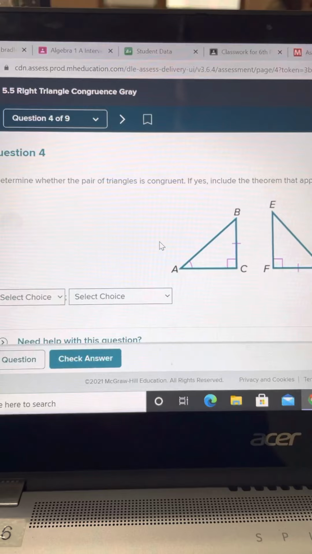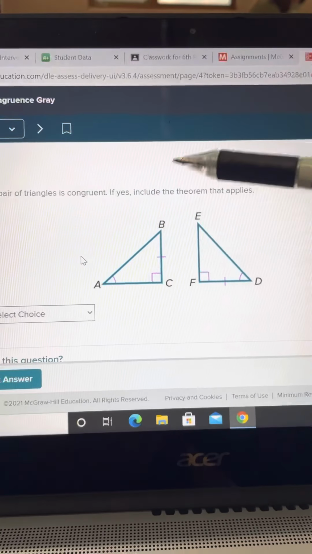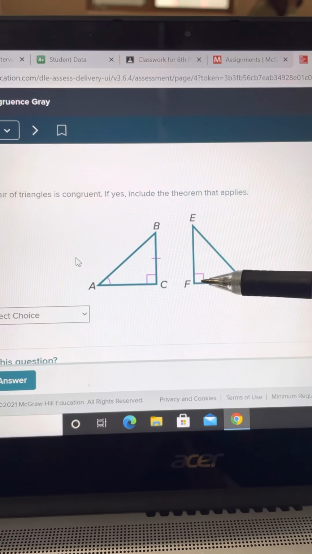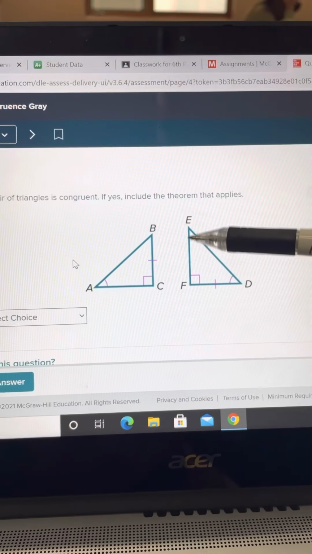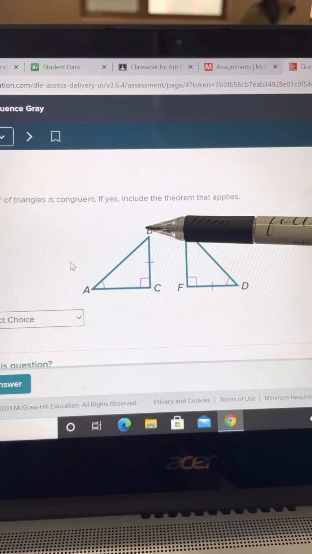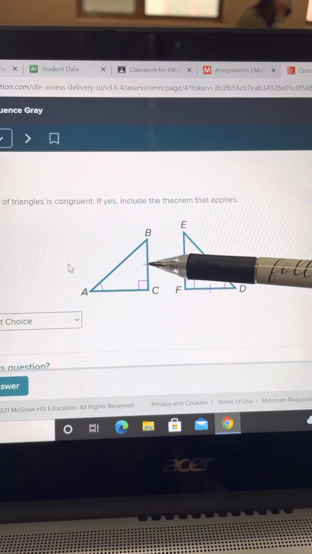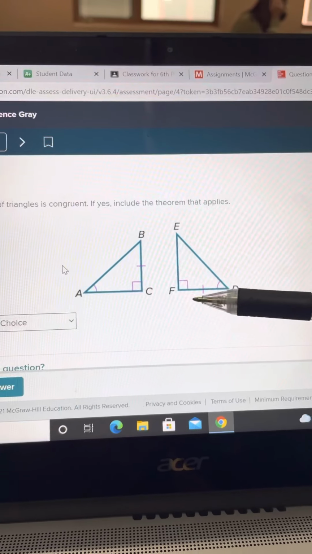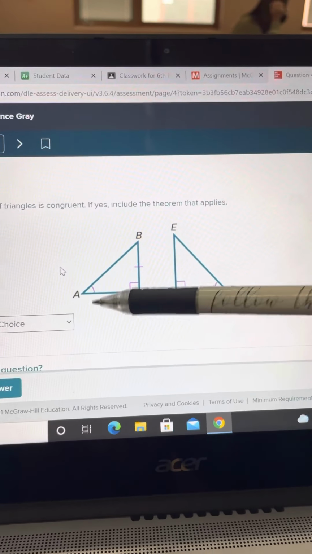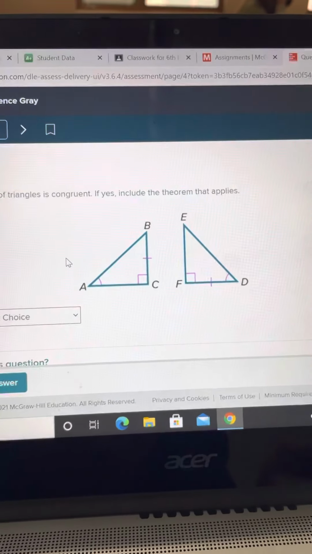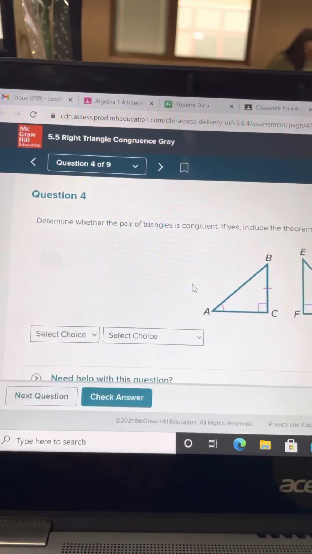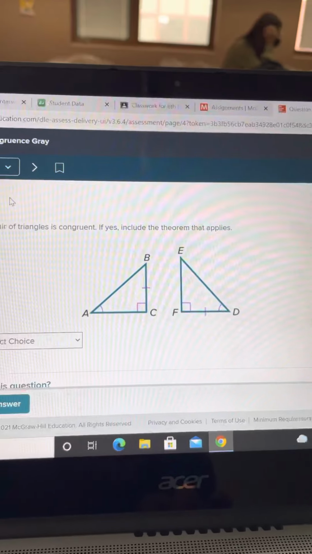For number 4, notice that these don't match up. We have this angle side angle going on with triangle EFD, but with BCA we have side angle angle. We have angle angle side. So these we cannot say that they are congruent. So we would choose no and not enough information for that one.